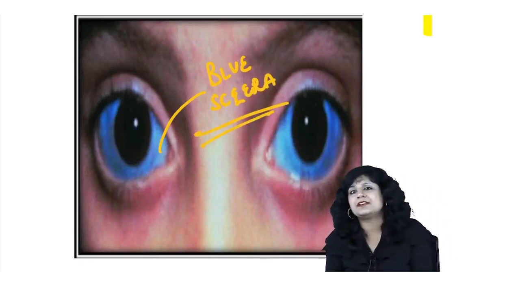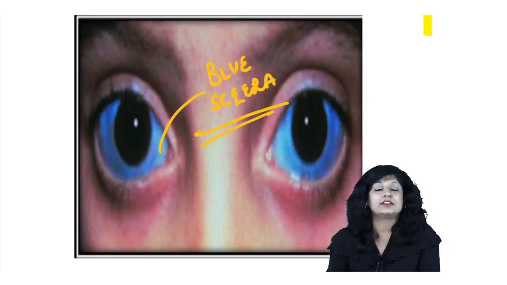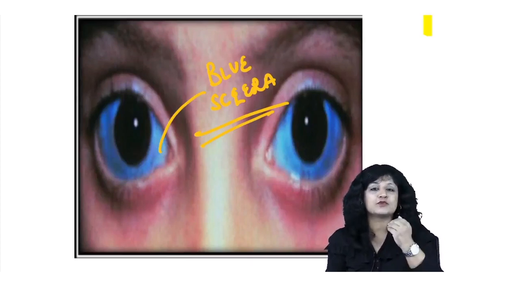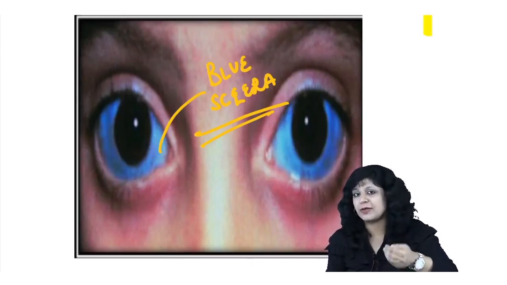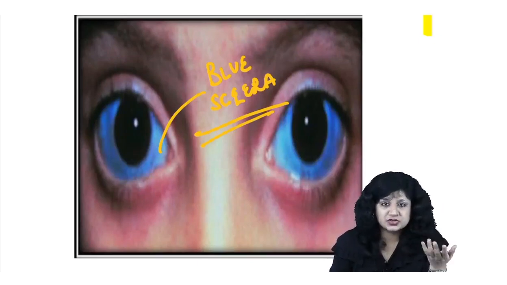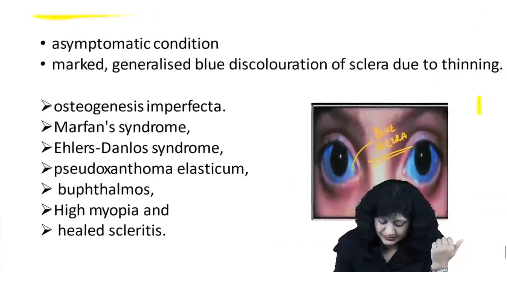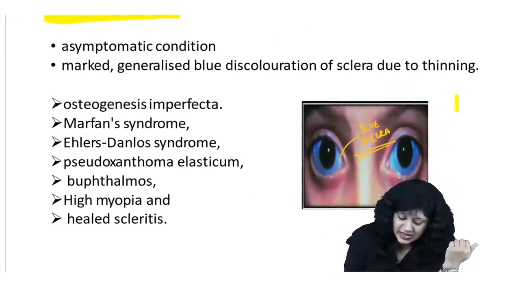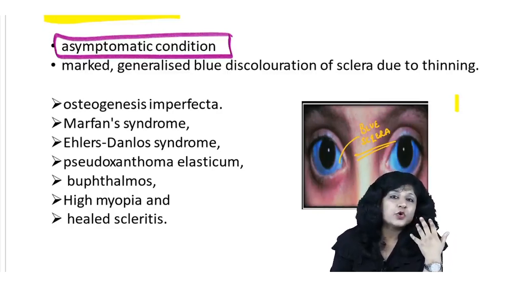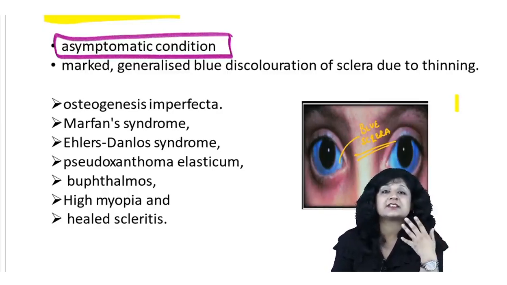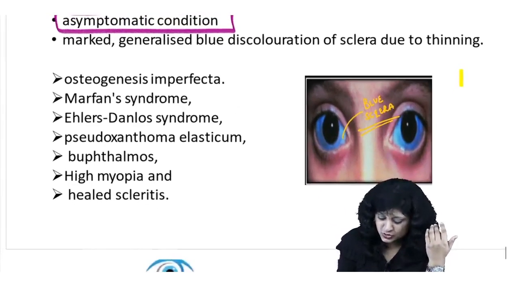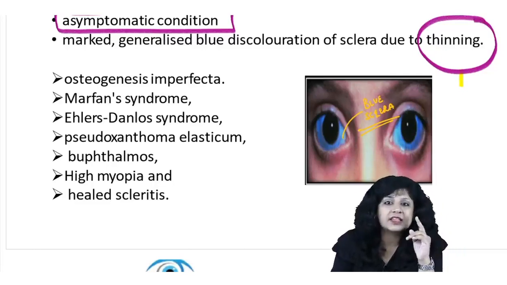There is no pigmentation here as such, or any collection of blood. It is just the appearance of the inner uveal tissue that you are able to see now, because the sclera has been thinned out or stretched out. So that is an important thing. The second important thing is that it is an asymptomatic condition. The person will not show you any symptoms, but it is the sign or the appearance that is important. There is a generalized discoloration occurring due to the thinning.